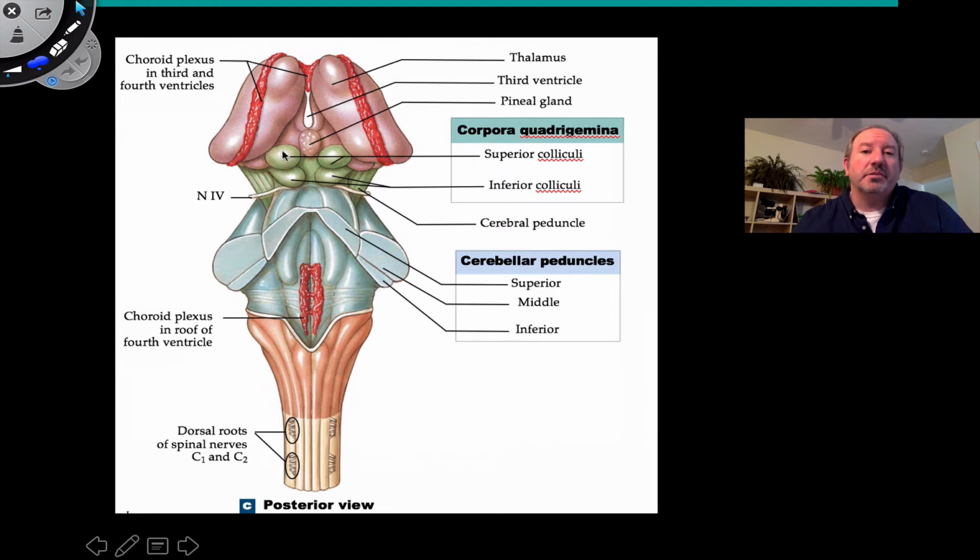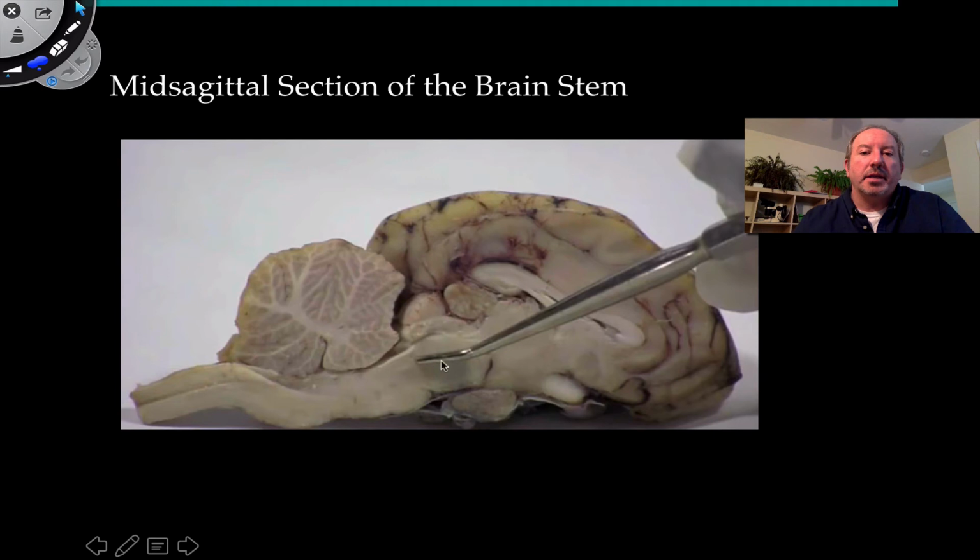Okay? And then again, if it's not clear enough, sorry for the redundancy, but hopefully clarity comes from this. Posterior view. Here is your corpora quadrigemini. In other words, your four little protrusions right here. You'll notice here's the superior and here's the inferior right here. Here's your peduncles right in here and here. There's your thalamus on top of it right here, pineal gland. This is coming in the video. Okay, and again, this is the location of where we are in the brain stem. So below that would be the pons, and then medulla, and then spinal cord. And this is posterior back here, anterior up in the front.